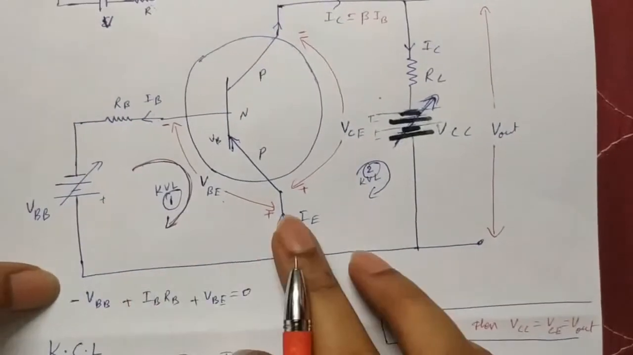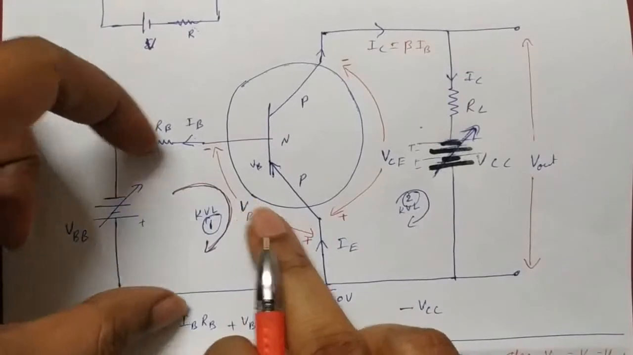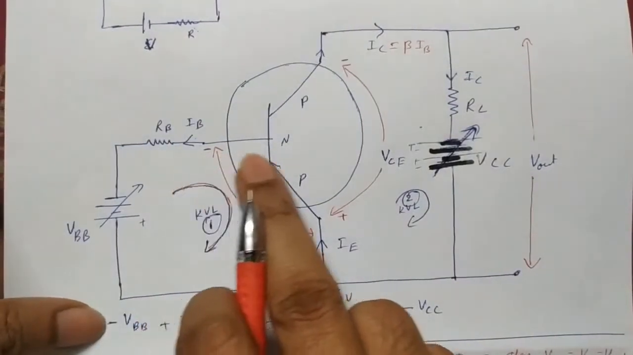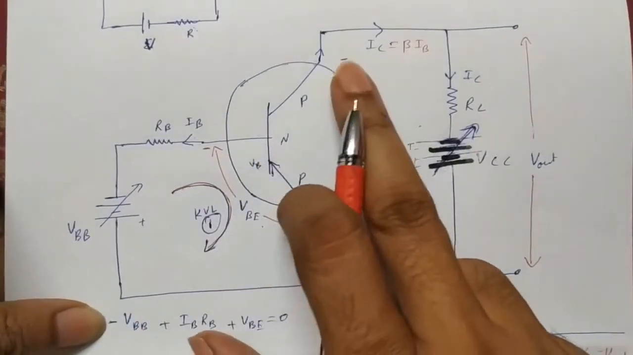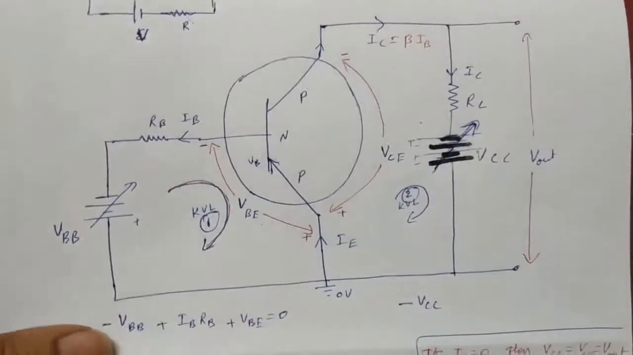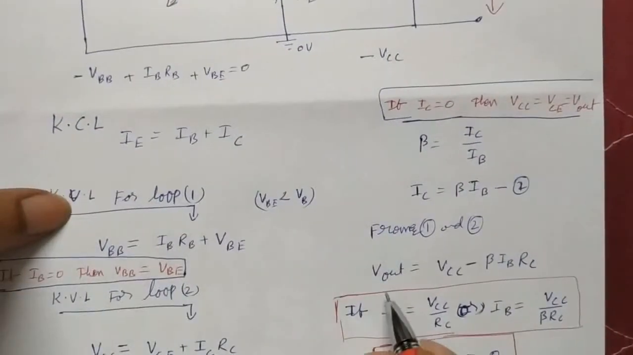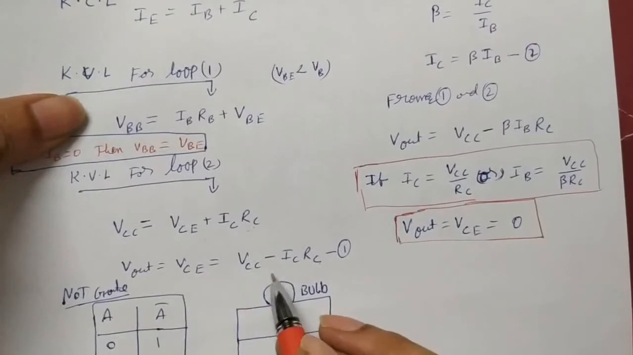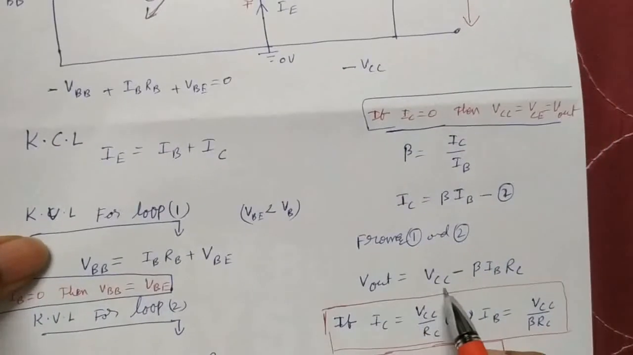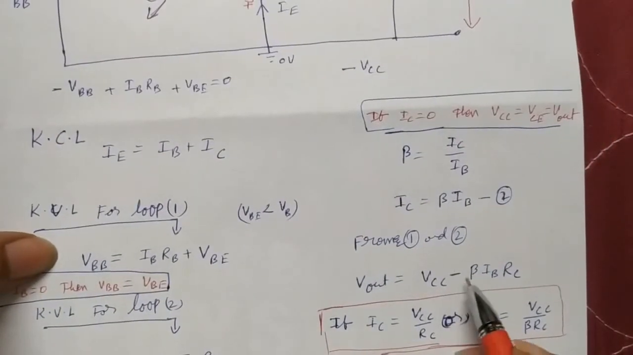Suppose the applied potential is greater than the barrier potential, then what happens? It sets up some current. Then outside also we get some current. Then what do you get? The output voltage. The output voltage here you can write as VCC minus ICRC now. From that, the output voltage is VCC minus ICRC.